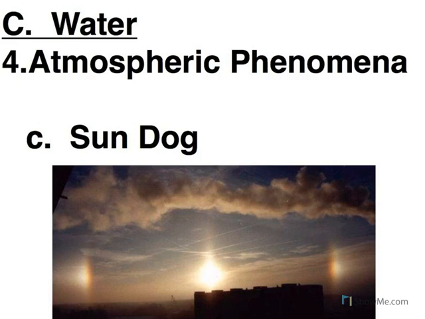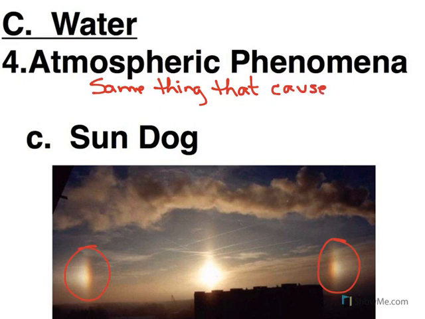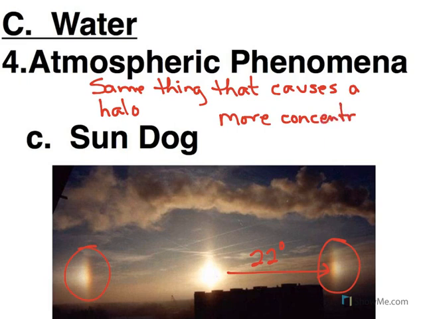Related to the halo are sundogs. And it's really the same thing that causes a halo. It's still ice crystals. It's still going to be cirrus clouds. It's still going to be 22 degrees, so that's 22 degrees away from the sun. But here it's more concentrated, and you get a rainbow of colors.